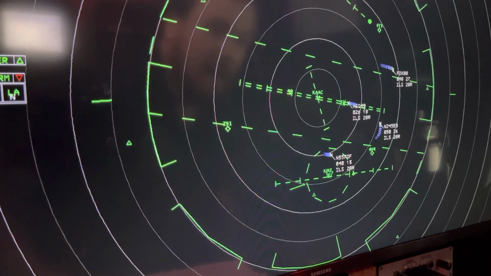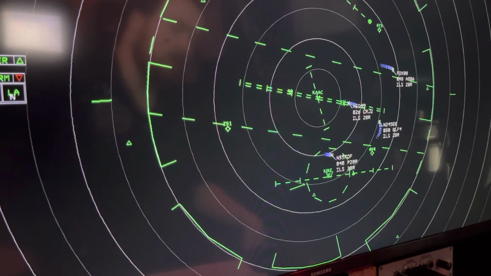8 miles from Woody, maintain 3000 until established on the localizer. Cleared ILS runway 28 right.